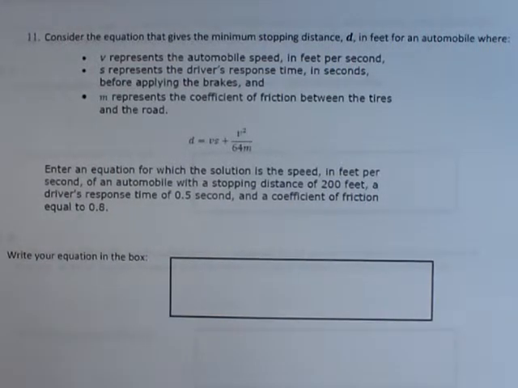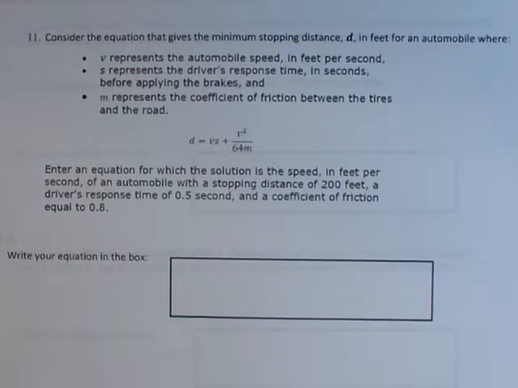Okay, this problem is a lot easier than it looks. Consider the equation that gives the minimum stopping distance d in feet for an automobile, where v represents the automobile's speed in feet per second, s represents the driver's response time in seconds before applying the brakes, and m represents the coefficient of friction between the tires and the road. Enter an equation for which the solution is the speed in feet per second of an automobile with a stopping distance of 200 feet, a driver's response time of 0.5 seconds, and a coefficient of friction equal to 0.8.